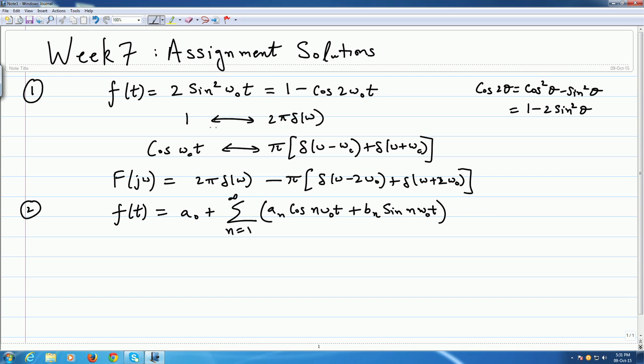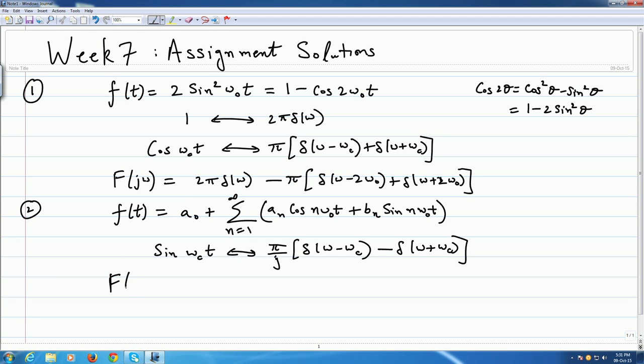For a constant 1, the transform is 2 pi delta of omega. For cos omega c t, the transform is pi times delta omega minus omega c plus delta omega plus omega c. The only thing that is missing is sin omega c t, for which the transform is pi over j times delta omega minus omega c minus delta omega plus omega c. So, now we use these three things from the table.